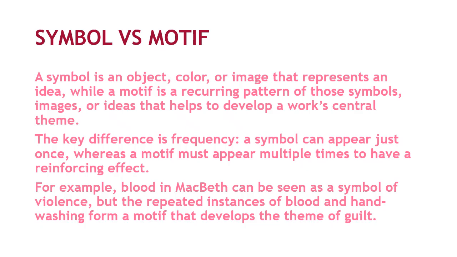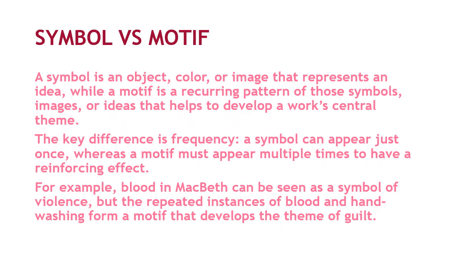Let us understand this. What do we mean by symbol and motif? A symbol is an object. It could be a color or an image that represents any idea, while a motif is a recurring pattern of those symbols, images, or ideas that helps to develop a work's central theme. The key difference in the two is the frequency. A symbol can appear just once, whereas a motif must appear multiple times to have a reinforcing effect.